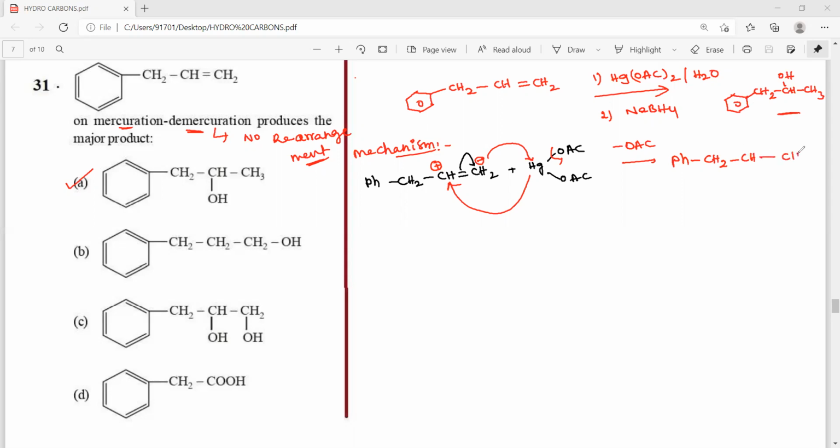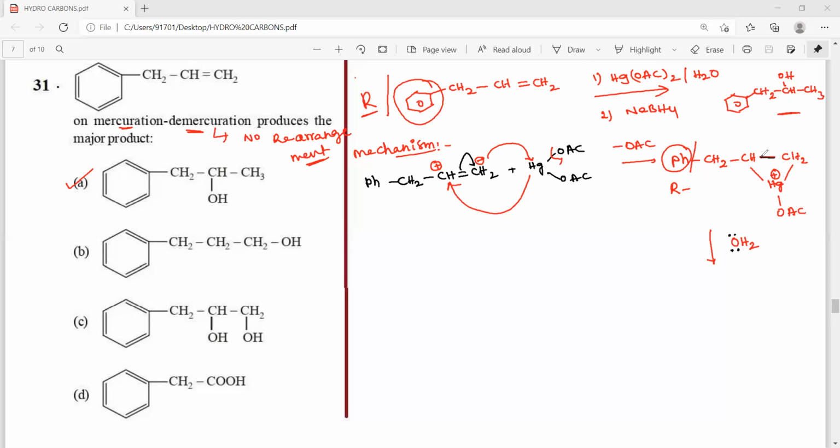Here the positive charge will form. In place of this phenyl, you can take any alkyl group, no problem. Then it produces the same product with R, and no rearrangement will take place, whether it is a primary, secondary, or tertiary alkyl group. Now this three-membered cyclic ring intermediate is formed. Now a water molecule is adding, meaning the OH minus group is adding.